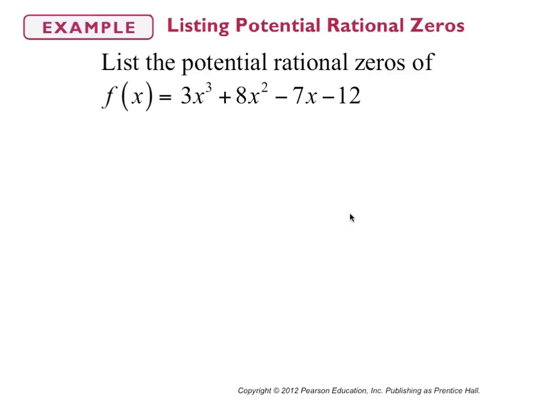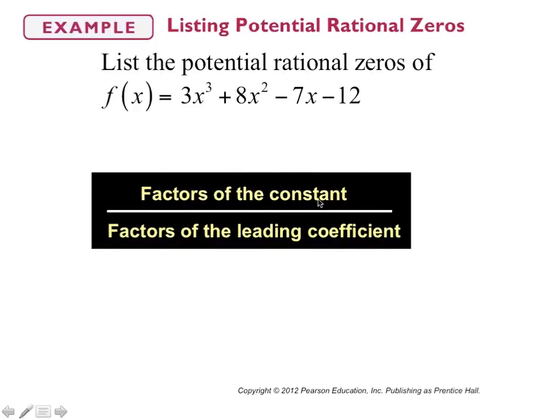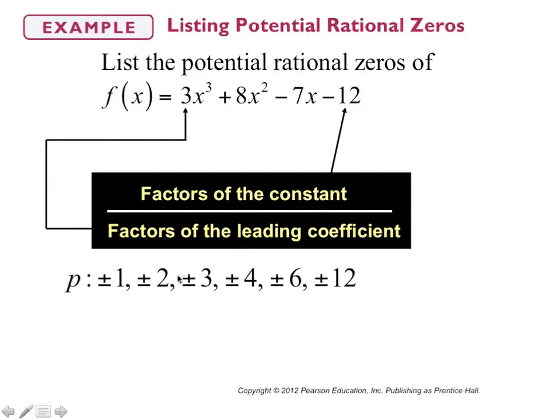So let's look at an example. It'll be a lot easier if we look at this. Let's say we want to list the potential rational zeros of f of x equals 3x cubed plus 8x squared minus 7x minus 12. The first thing that we look at is factors of our constant term, and then factors of our leading coefficient, and then we divide them. Our constant term is negative 12. So our factors are going to be 12 and 1, 6 and 2, and 3 and 4. Now, we put pluses and minuses outside of any of those because you could have the negative or the positive version of any of those. Those are the factors of your constant term.